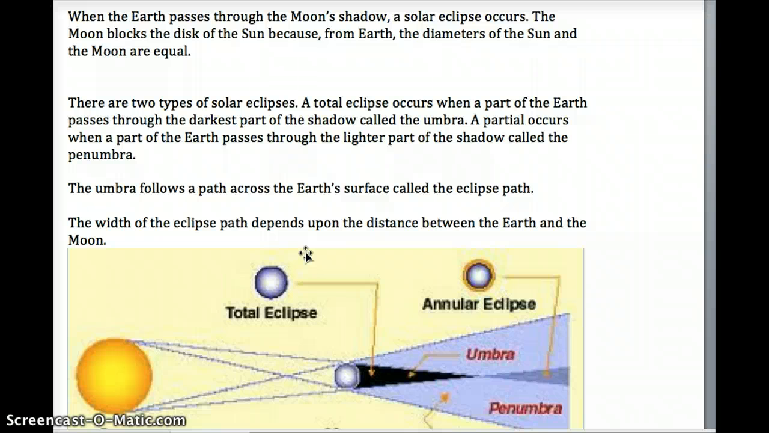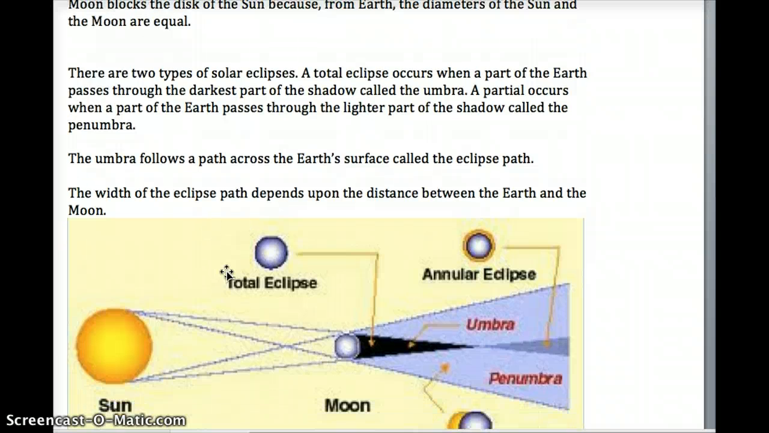When the Earth passes through the moon's shadow, a solar eclipse occurs. The moon blocks the disk of the sun because, from Earth, the diameters of the sun and the moon are equal. There are two types of solar eclipses. A total eclipse occurs when a part of the Earth passes through the darkest part of the shadow called the umbra. A partial eclipse occurs when a part of the Earth passes through the lighter part of the shadow called the penumbra.